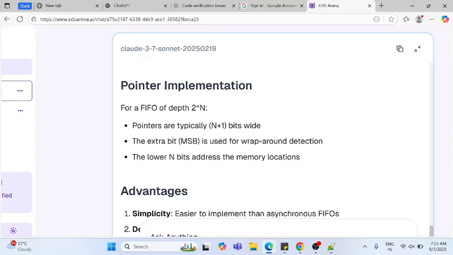The extra bit is used for wraparound detection. Wraparound detection means, especially for pointer logical operation, that you will know how the pointers are calculated. The lower n bits address the memory location. That is important: the lower n bits address the memory location. The MSB is used to control especially the full condition.